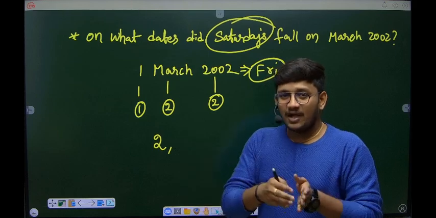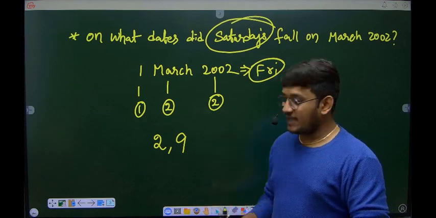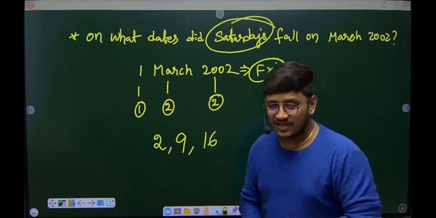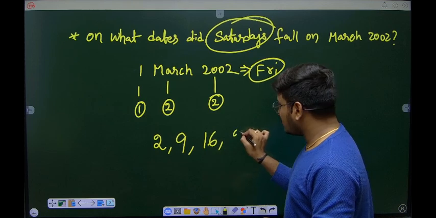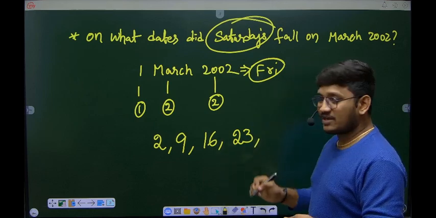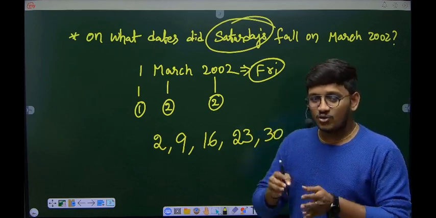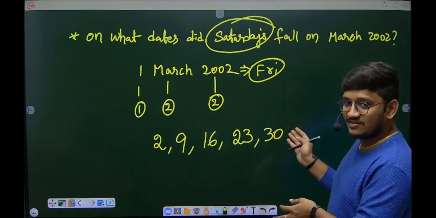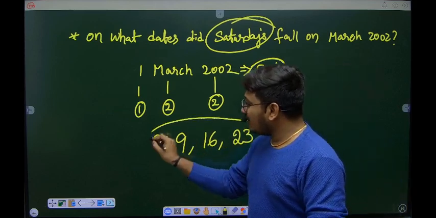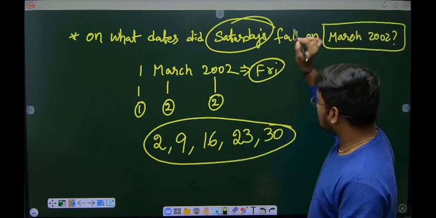The next Saturday will be plus 7, so 9th is also a Saturday. Next plus 7 means 16th, also a Saturday. Again plus 7 means 23rd, also a Saturday. Next plus 7 indicates 30th, also a Saturday. Now no need to do plus 7 because you would get 37, and there is no date in the calendar with 37, right? So these are the set of dates on which Saturdays fall in March 2002. This is how you need to calculate.